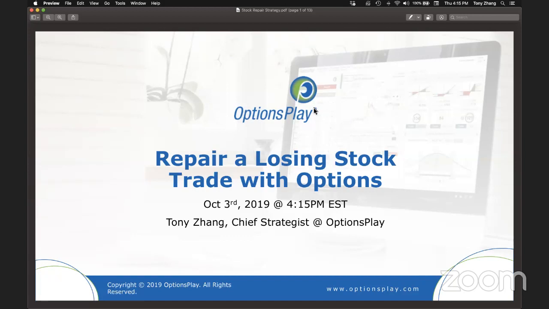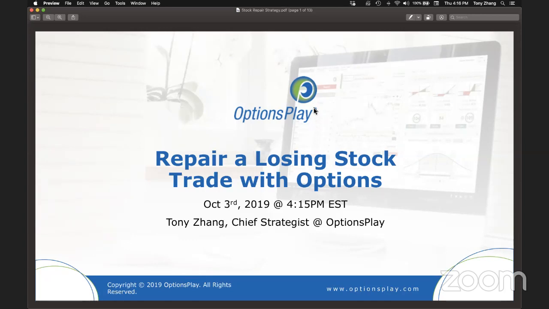Now, I will say, I typically disagree with the philosophy of simply repairing trades because most of these strategies typically require taking on more risk, and they typically only work with very specific conditions. So my preference, generally speaking, is to just simply cut my losses and move on. But occasionally I do look at these stock repair strategies.